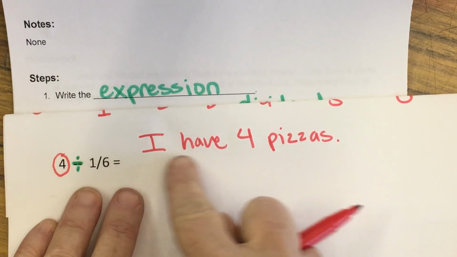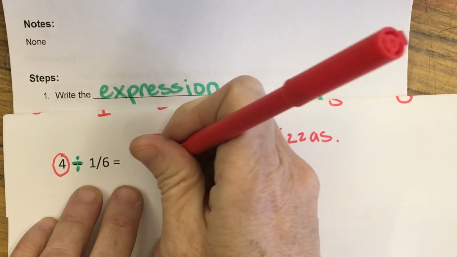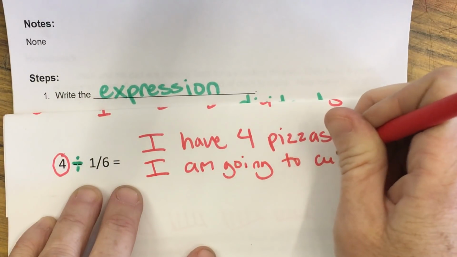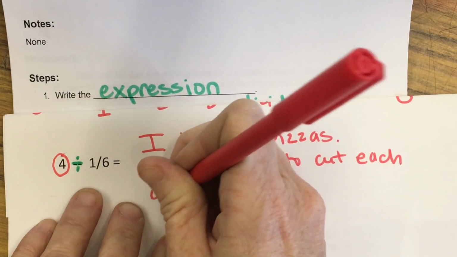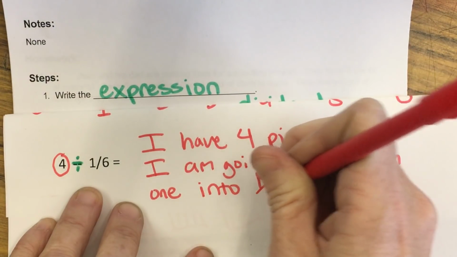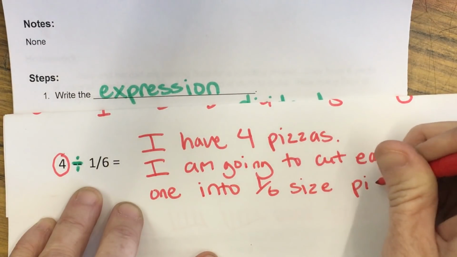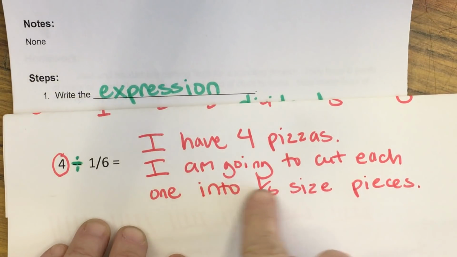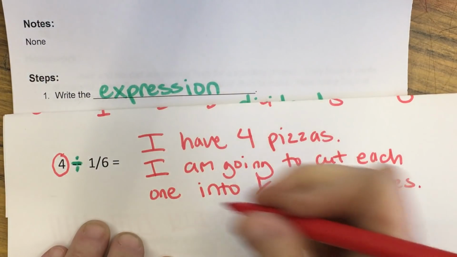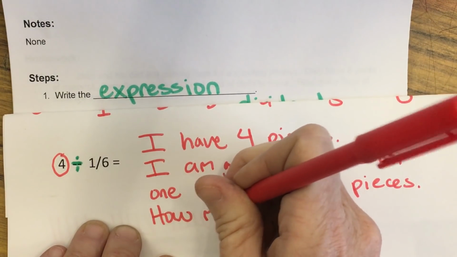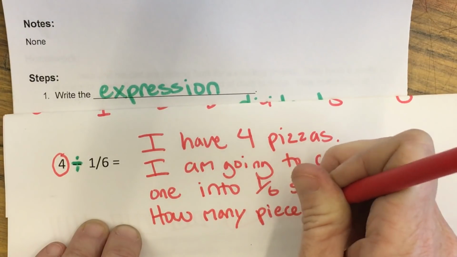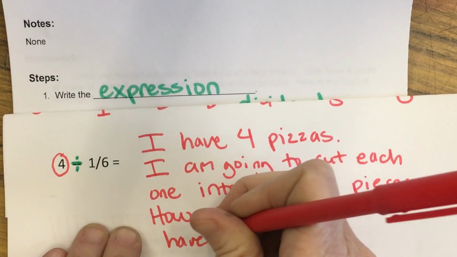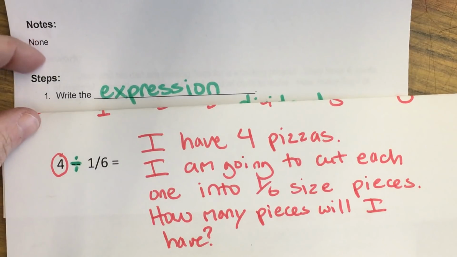What do I have? My next sentence is, what are you doing to it? So I am going to cut each one into 1/6 size pieces. So this is what I'm doing. I'm cutting, which is a word for dividing, into 1/6 size pieces. Okay, so then my question is, how many pieces will I have? Question mark.